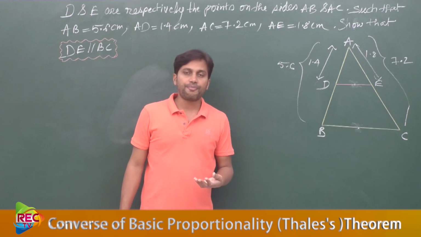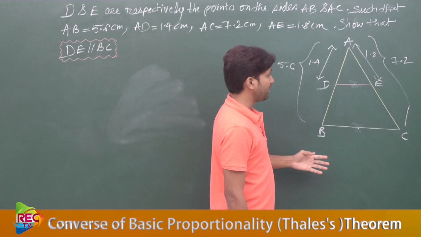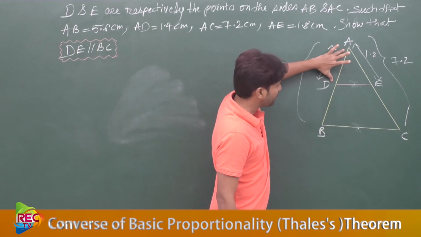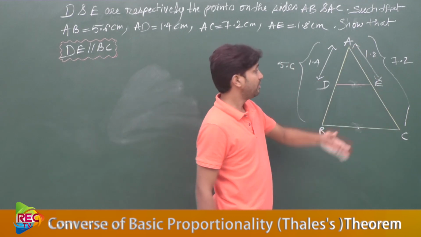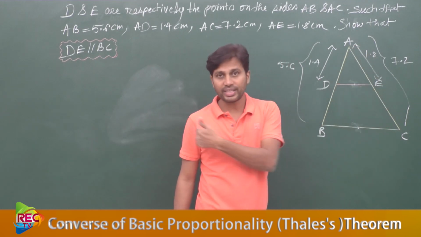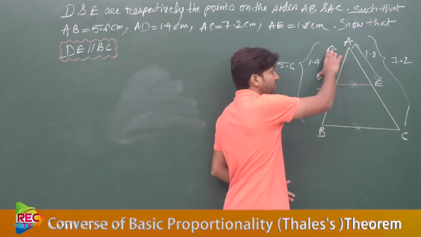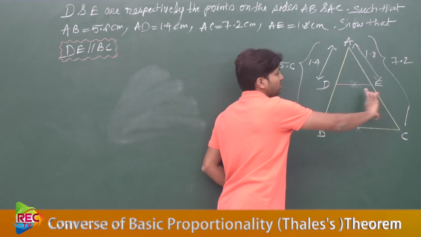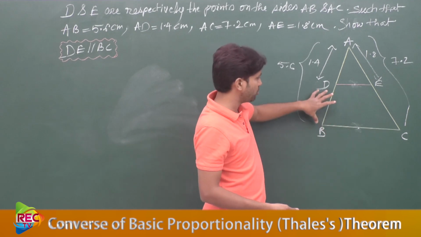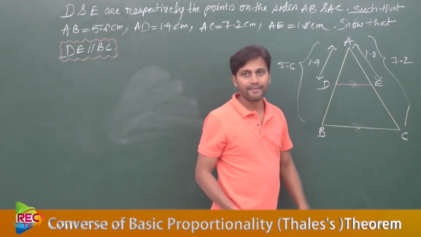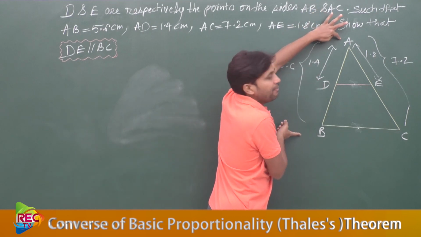And what does the converse of basic proportionality theorem say? Here, the converse of basic proportionality theorem says that if the ratio of these two segments and the ratio of these two segments are equal, then DE is parallel to BC. That's what I said before. But we have lengths of these segments, but we don't have lengths of these segments. So now we need to find the lengths of these two segments BD and CE. Simple. We need to subtract AD from the entire AB.